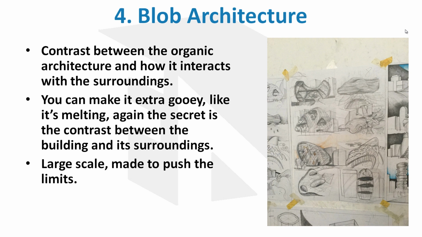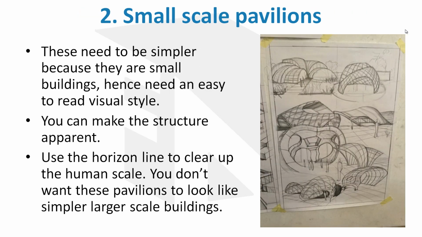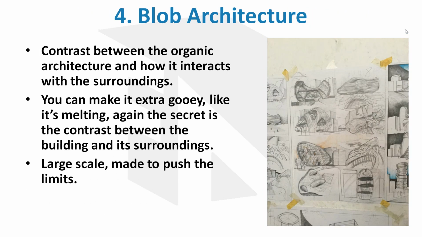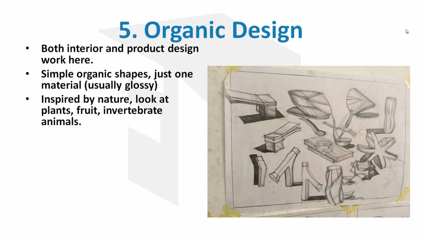So number 4 would be blob architecture. Blob architecture is different from organic architecture because it's really aggressive, and it's contrasting normal architecture. There's a huge contrast between the blob architecture and what happens around it, okay? You can make it look like it's a scoop or gooey, like it's melting. There's this contrast between it and what's happening around it, and it's large scale. It's pushing the limits, definitely pushing the limits.